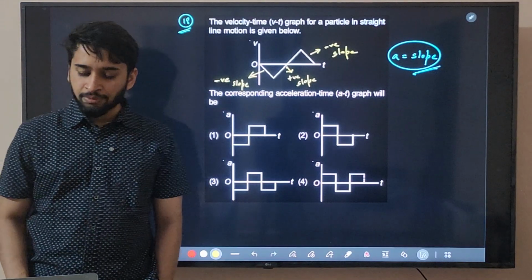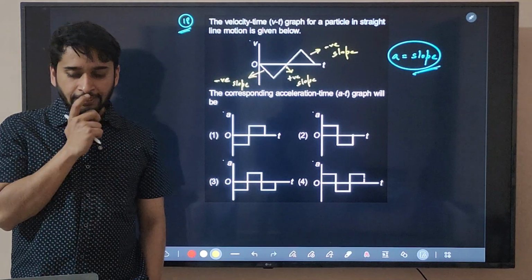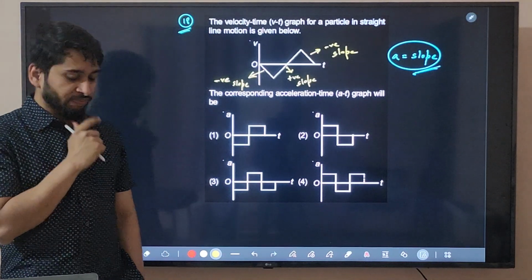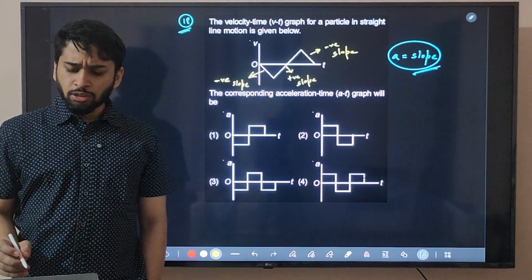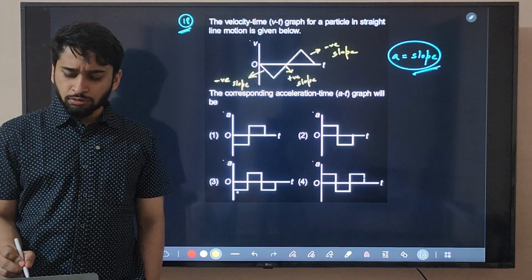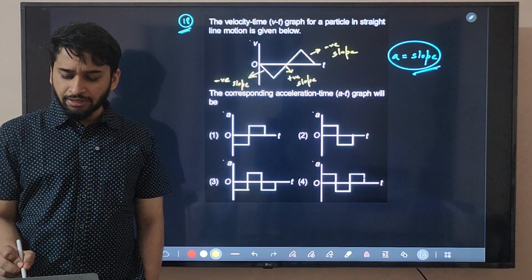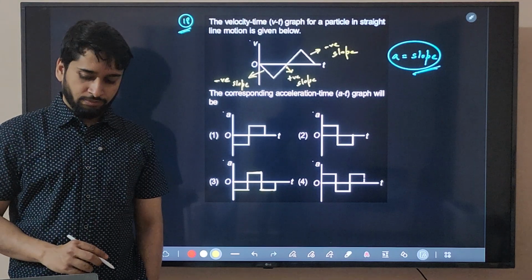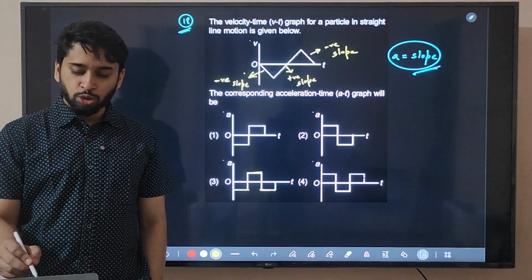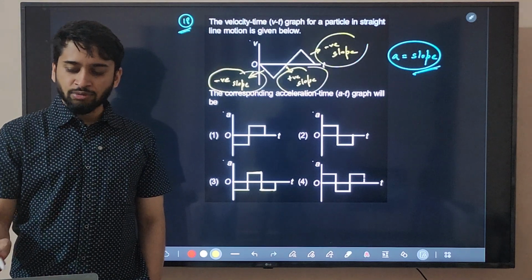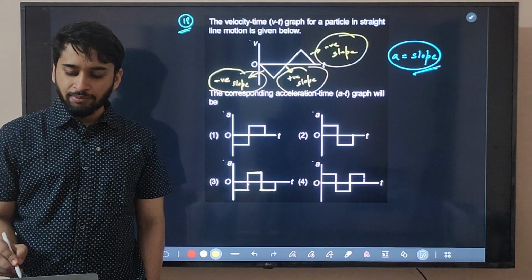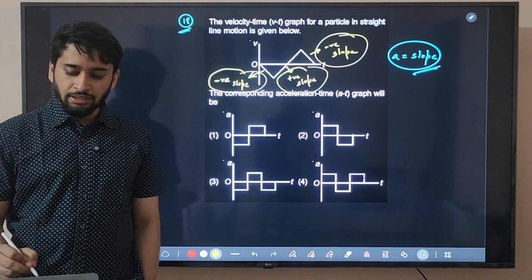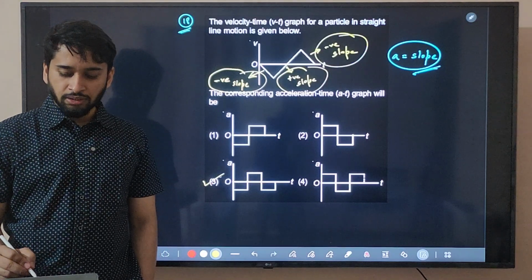So how will the graph be? Acceleration should be initially constant negative, then constant positive, then constant negative. So slope is negative, positive, and negative, so acceleration should be negative, positive, and negative. That happens in the third option.